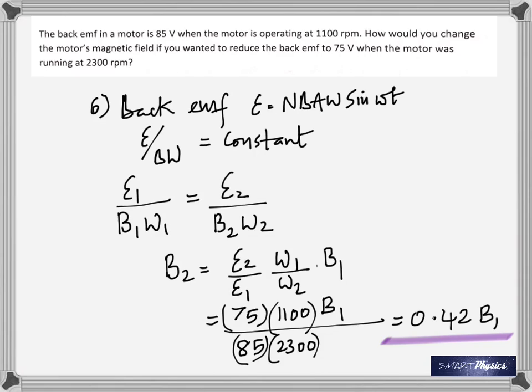because initially the voltage was 85, then it decreases to 75. So that is your E1 and E2. And then the omegas are 1100 and 2300. And the strength of the magnetic field originally is not given, so you can only get the final magnetic field in terms of the initial one. So B2 is 42% of B1.